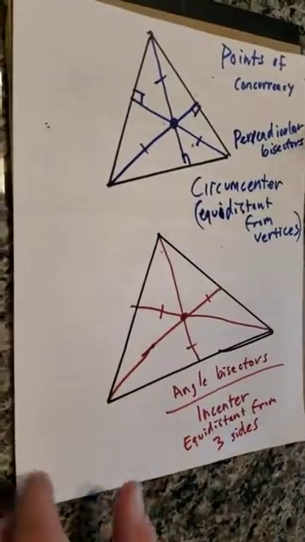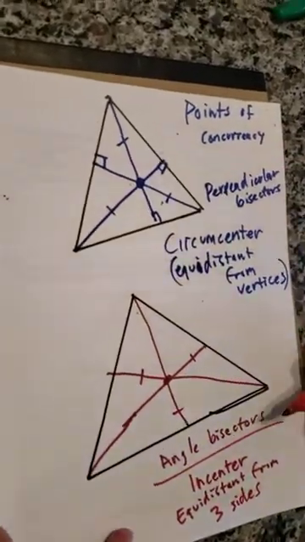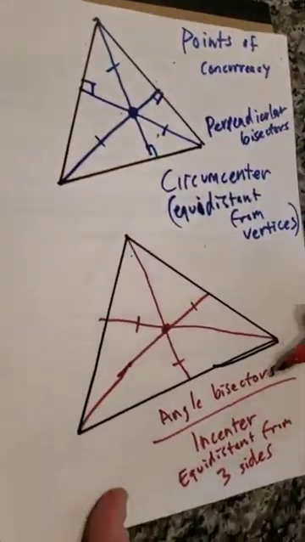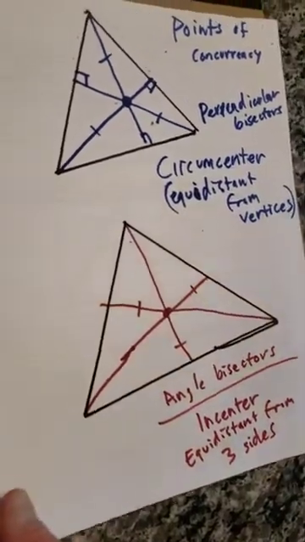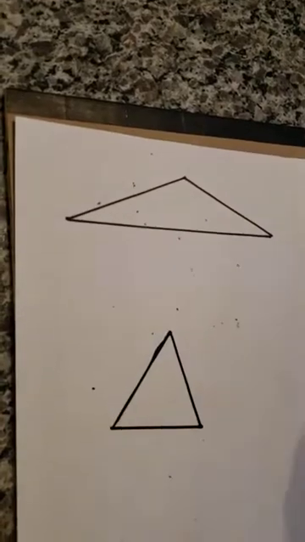All right, so we have the circumcenter that's equidistant from the vertices, made up of perpendicular bisectors. We've got the incenter, which is made up of angle bisectors. It's equidistant from the three sides. Our next one is made up of medians.